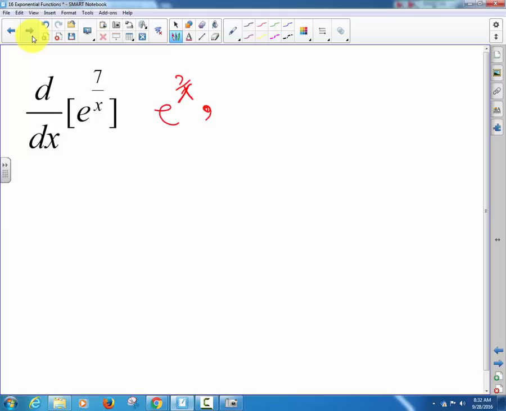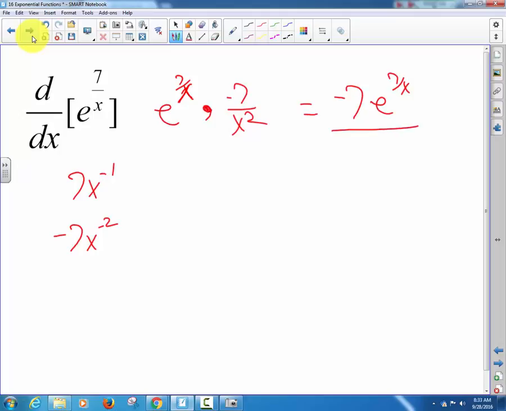times, what's the derivative of 7 over x? Well, think of it as 7x to the negative 1. So we've got to bring the negative 1 down. So it's negative 7 x to the negative 2. So we would write it as negative 7 over x squared. So we could simplify that by saying it's negative 7 e to the 7 over x, all over x squared. Does that make sense?